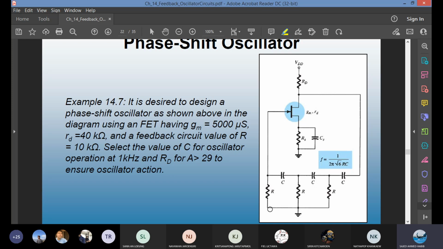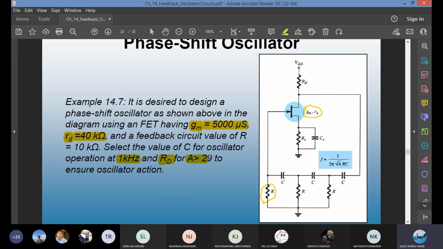Here is an example we can try. It is desired to design this phase shift oscillator using the FET. For FET, they are providing the value of transconductance GM 5000 microsiemens, small RD 40 kilo ohm. I was telling you before, these two things are important and necessary to find something else. Feedback circuit value for R is 10 kilo ohm. This one is 10K. You have to design or select the value of capacitor. Oscillator operation must happen at 1 kilohertz. Also, design the value of RD. It's a design problem, it seems to be.